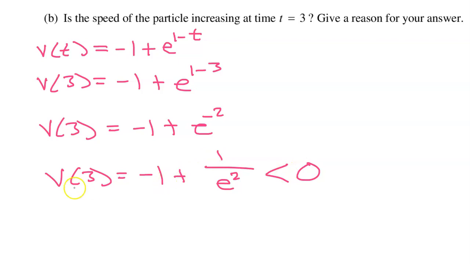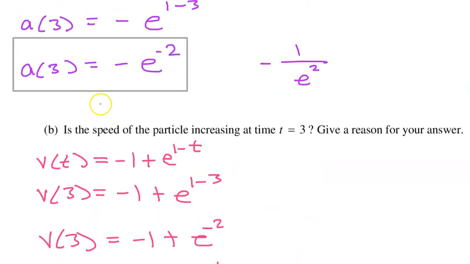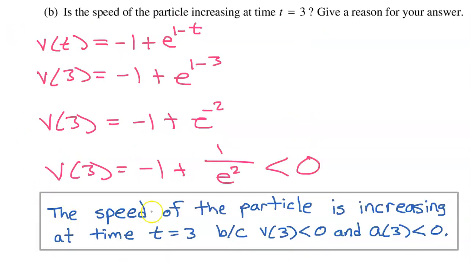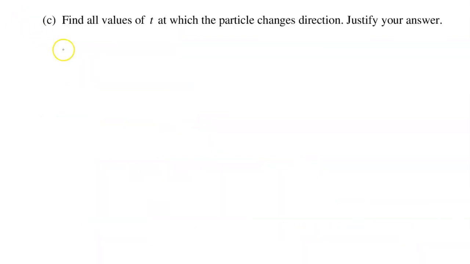So now we see that the velocity is negative and the acceleration is also negative. So therefore, since the velocity and acceleration have the same sign, the speed is increasing. Let's just write up that answer. So we can say the speed of the particle is increasing at time t equals 3 because the velocity and acceleration are both negative.